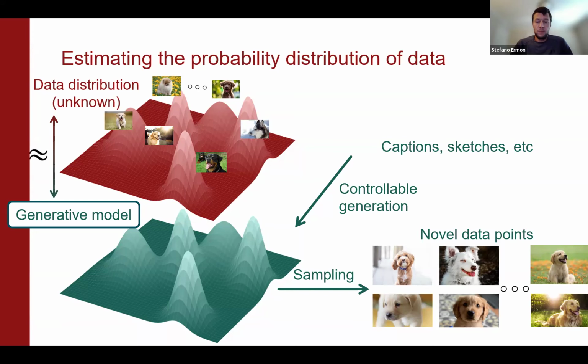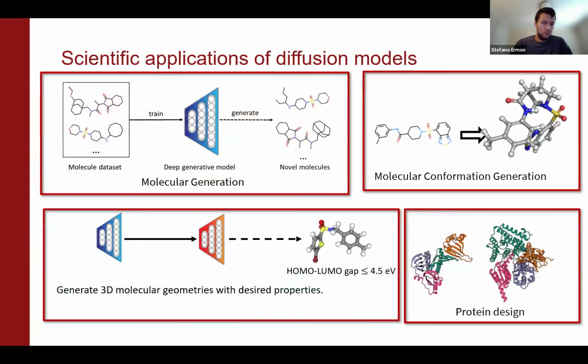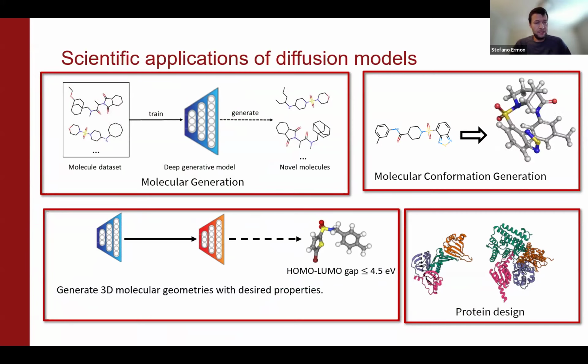We want to be able to control the generative process through captions, sketches, and so forth. And of course, this idea is pretty powerful. Once you have a system that can start from a data set of objects you like and learn a probability distribution over this data set, you can then use it to sample, to generate new objects that have the desired properties, that have the right structures. There's been a lot of excitement around using generative models, and in particular diffusion models, for generating new molecules. You can train a generative model on a database of molecules, and you can get the system to generate new ones.